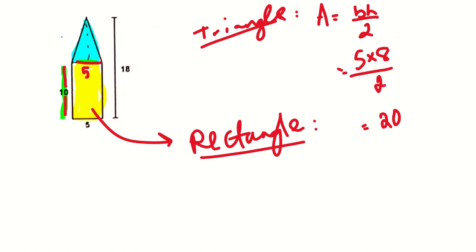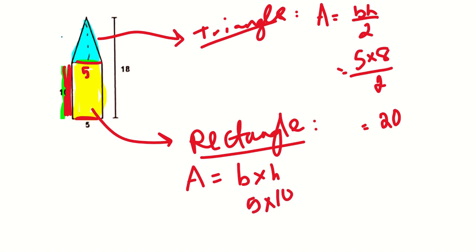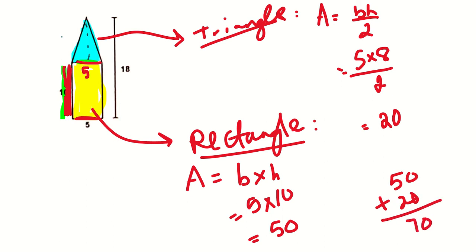Okay, and then now we solve the rectangle. Area equals base times height. The rectangle has a base of 5, height of 10. 5 times 10 is 50. Put it all together. Triangle plus rectangle, that would be 50 plus 20. Area of 70. And there's no units on this, so the final answer is 70. Okay, rewatch if you need to.